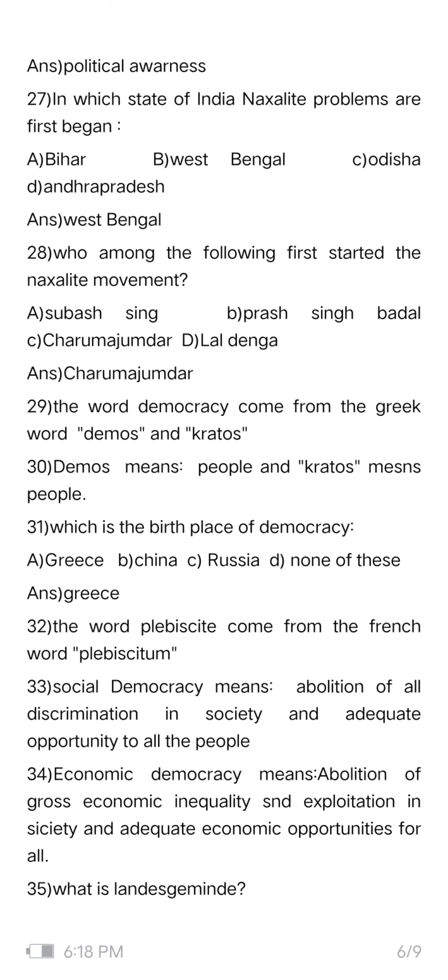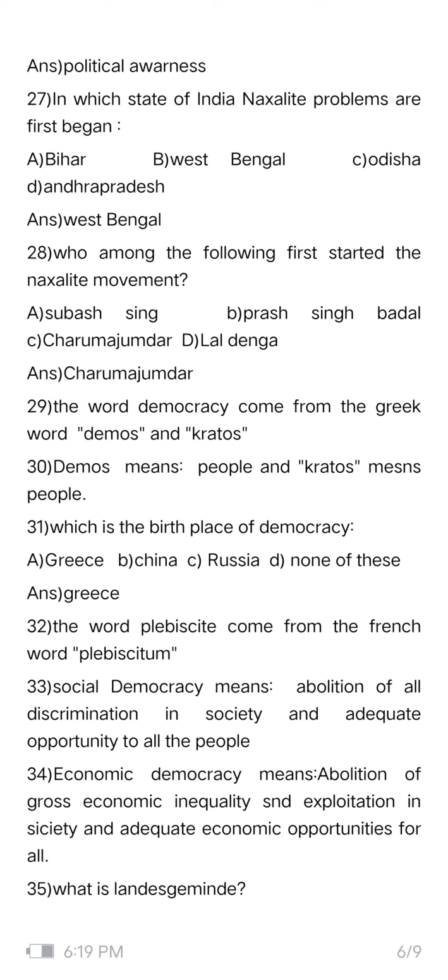The word plebiscite comes from the French word plébiscite. Next, social democracy means abolition of all discrimination in society and adequate opportunity to all the people.